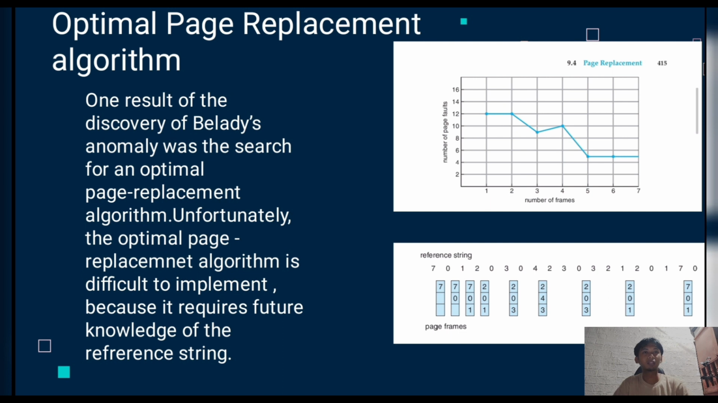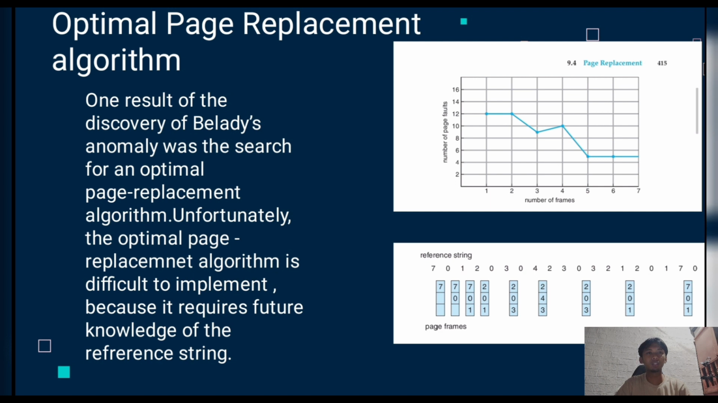So the reference to page 3 replaces the page again with only 9 page faults. So optimal replacement is much better than the FIFO algorithm, which results in 15 faults.